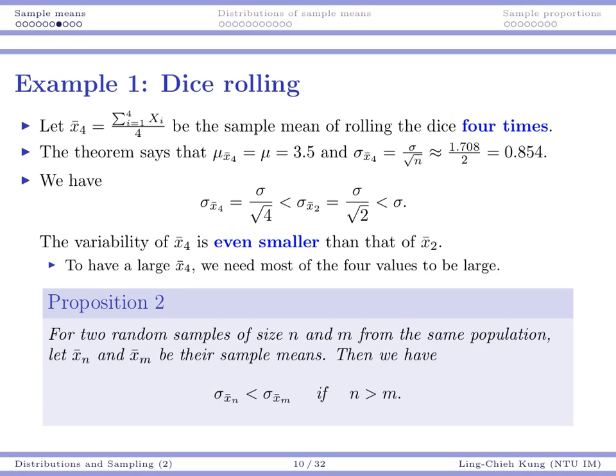If we go one step further, we may ask, what will happen if we roll the dice 4 times? In that case, we denote the sample mean as X bar 4, which is again the arithmetic average of X1 to X4. The theorem would tell us that mu X bar 4 is again 3.5, but sigma X bar 4 now becomes even smaller, around 0.85. Obviously, it's not something that we see by chance. It must be that, because for sigma X bar 4, the formula is sigma over square root of 4, and sigma X bar 2 is sigma over square root of 2. So that's why this is smaller than that. And that means the variability of X bar 4 is even smaller than that of X bar 2.